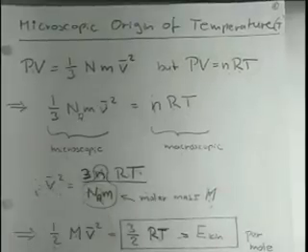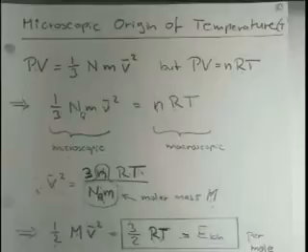Now I can do this per molecule. The kinetic energy, that's the average kinetic energy then. So I have 3/2, and now R, if I divide this by NA, I get a new constant, the Boltzmann constant. R divided by NA is the Boltzmann constant, KB, times T. So this is per molecule, or per atom.